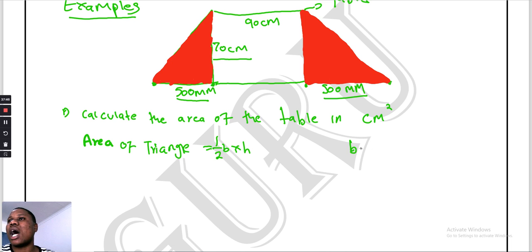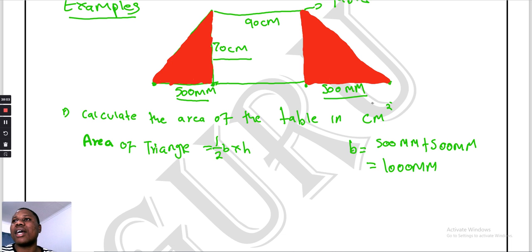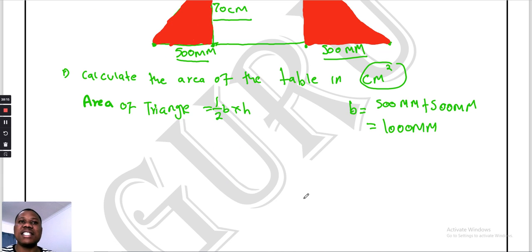So our base is equal to 500 millimeters plus 500 millimeters, which is equal to 1000 millimeters. Okay, but then look at our area now. We have to calculate the area of this table in centimeters squared, meaning that these units have to be changed. So we're going to check the relationship between centimeters and millimeters. It says 1 centimeter is equal to 10 millimeters. Therefore now we can convert the millimeters into centimeters.